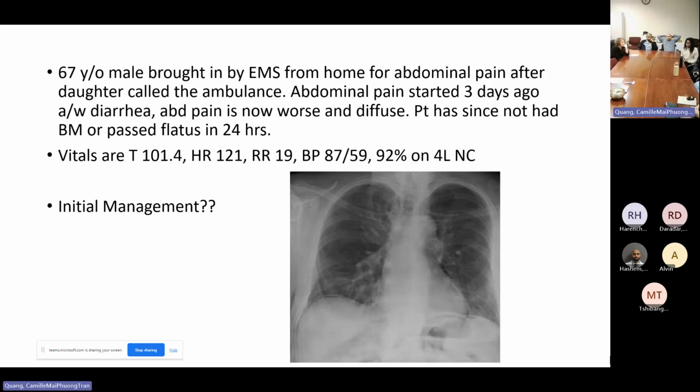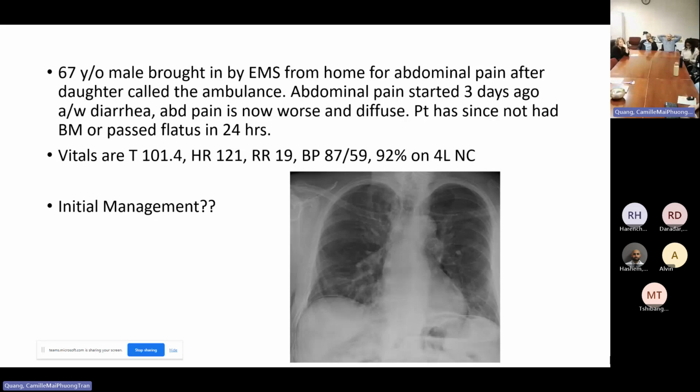I would just do a quick, let's see, they have a temperature, 101.4. So, antibiotics? Yes. What do you want to do before antibiotics? Physical exam? Order a CBC, I want some labs. Okay. If you didn't say it, you didn't do it.